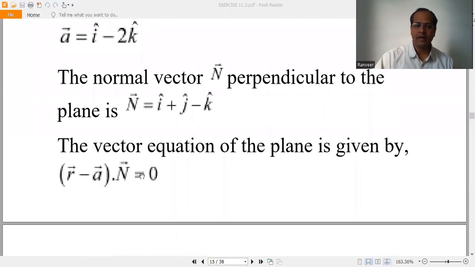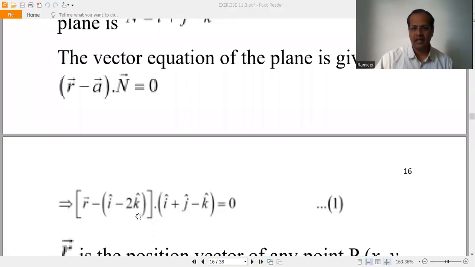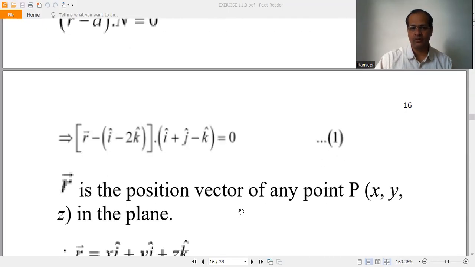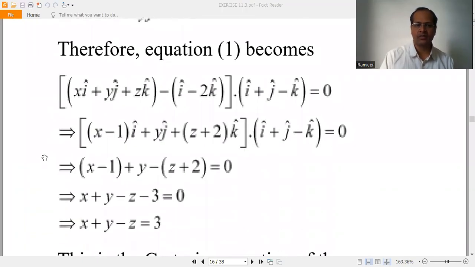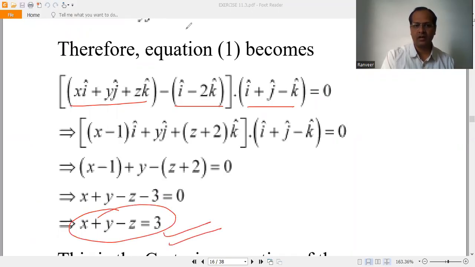Now the vector equation of the plane is nothing but r minus a dot n equal to 0. After that we have to substitute the values: r minus a, where a is i minus 2k, and n is i plus j minus k, equal to 0. Now r is the position vector of any point P(x, y, z), and r we can take xi plus yj plus zk, and this we have to substitute in the given equation first. Then we are getting xi plus yj plus zk, and just we have to multiply and solve this. After that, this is the Cartesian equation of the plane we got.